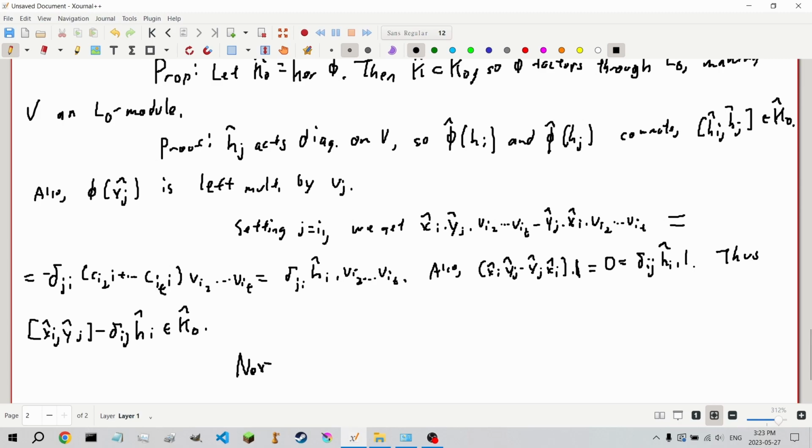Next, we see that h hat i, y hat j minus their switcheroo on 1 is h hat i on v_j, which is negative c_ji v_j, which is negative c_ji y_j on 1.